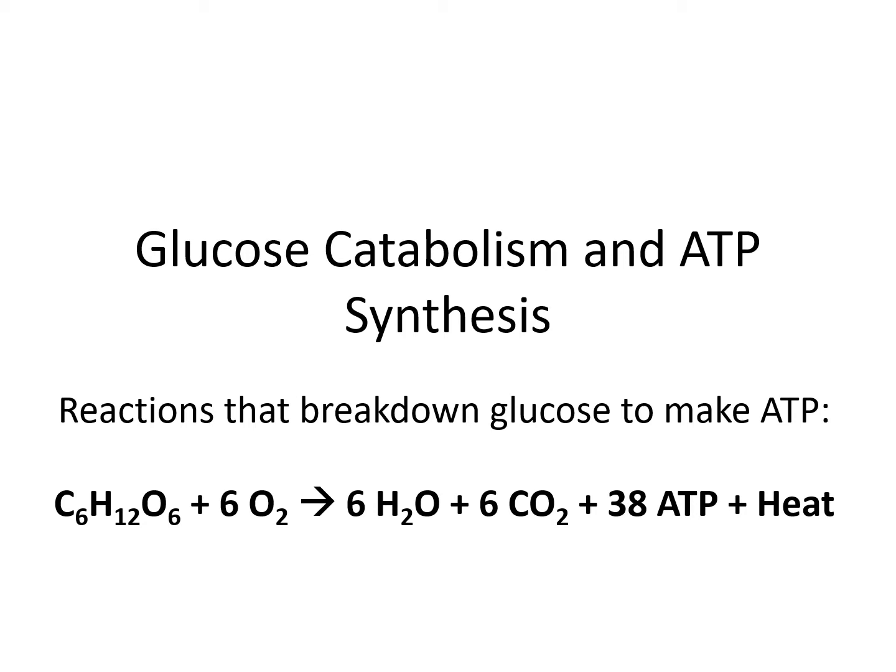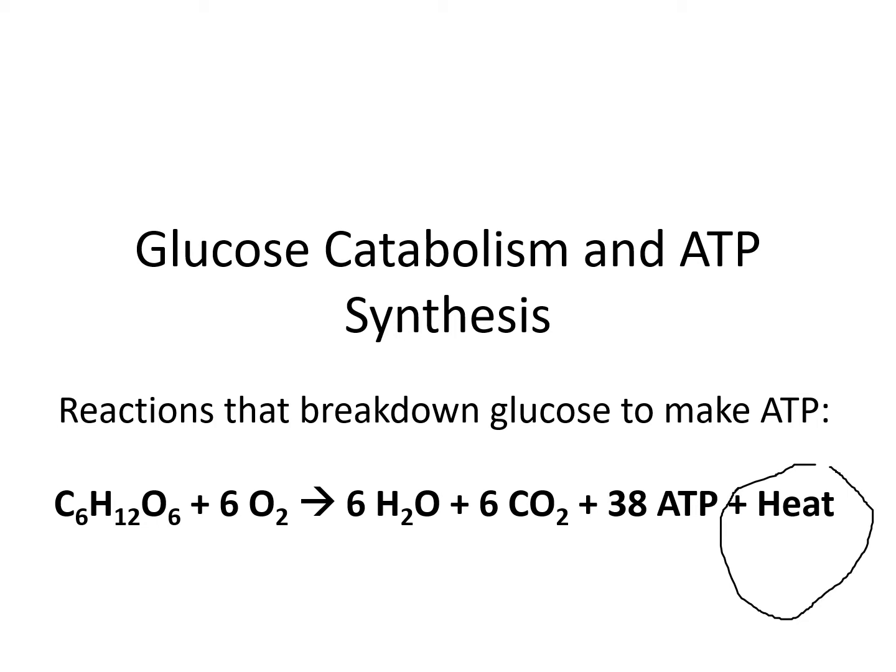Okay, now the reaction shown here is the overall reaction of glucose catabolism and ATP synthesis. So this is the summary of this entire lecture. Glucose, with a molecular structure of 6 carbons, 12 hydrogens, and 6 oxygens, reacts with 6 molecules of oxygen, which yields 6 molecules of water, 6 molecules of carbon dioxide, and 38 molecules of ATP plus heat. This set of reactions is not very efficient, and a lot of the energy is lost as heat, but this allows us to keep our body warm.